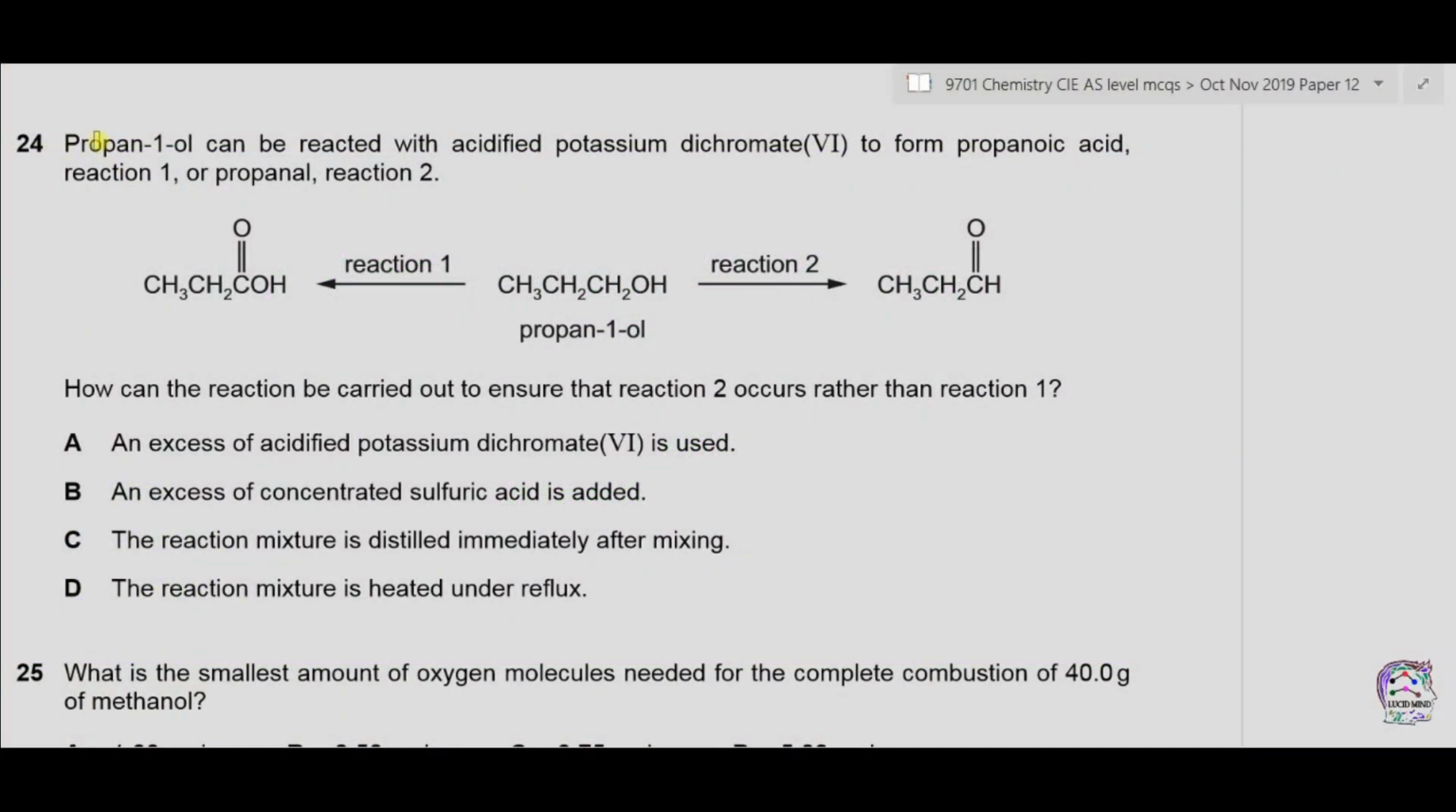Question number 24. Propan-1-ol can be reacted with acidified potassium dichromate(VI) to form propanoic acid, reaction 1, or propanal, reaction 2. These are the chemical reactions. How can the reaction be carried out to ensure that reaction 2 occurs rather than reaction 1? We can see that the center one is alcohol as it has an OH group attached.